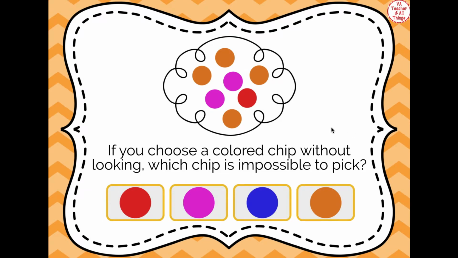If you choose a colored chip without looking, which is impossible to pick? Well, we know impossible means that it just cannot happen. So there's orange, there's pink, there's red, but there is no blue. So there's no way you can magically make a blue chip appear. So it has to be impossible.